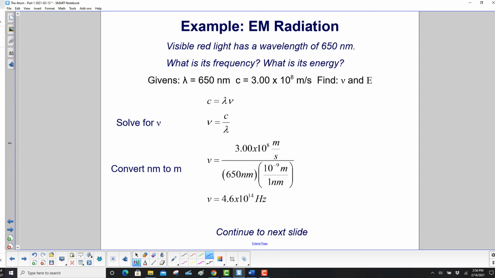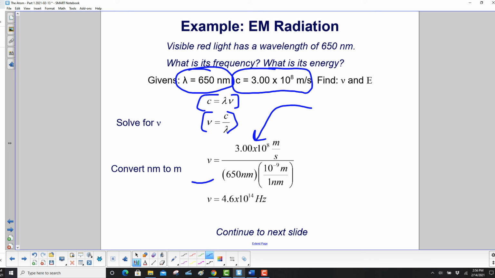We list our givens. We have 650 nanometers, the wavelength, and then we have the speed of light. That wasn't given in the problem, but this is one of those constants you should probably memorize. We want to find the frequency and the energy. So we have our first equation, speed is lambda nu. We solve that for nu, and we get nu equals c over lambda. Here's our speed of light. Here's our wavelength, but what do we have to do? Convert that to meters, because the speed of light is in meters. So we have 10 to the minus 9 meters is 1 nanometer, and we get a frequency of 4.6 times 10 to the 14th hertz.